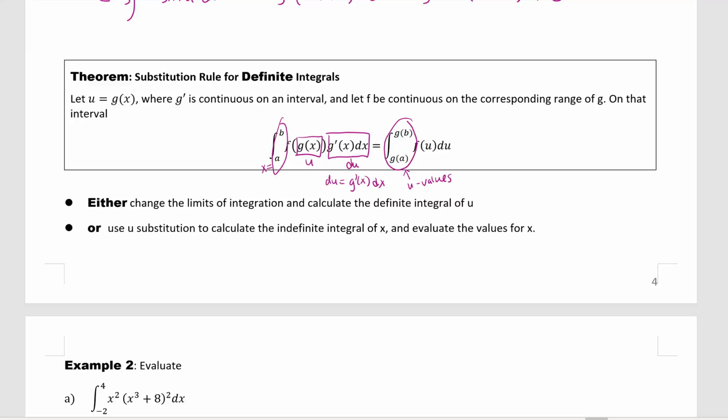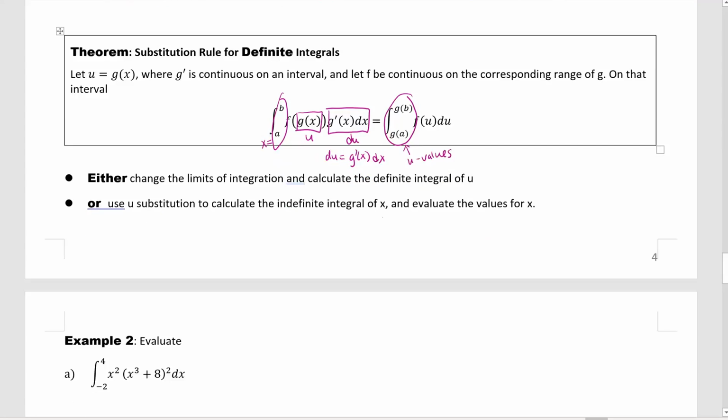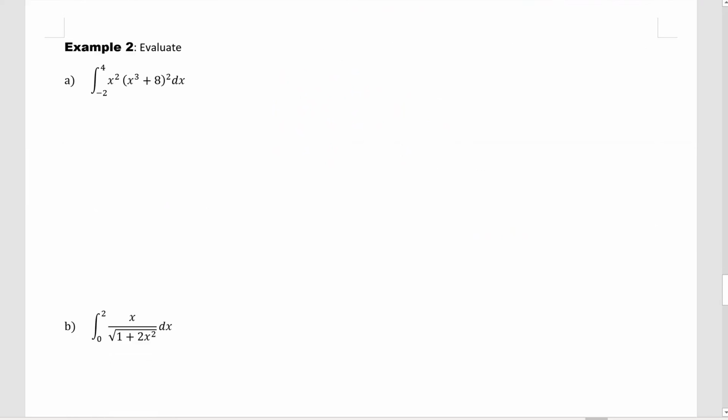And what you can do is either change the limits of integration and calculate the definite integral in u, or you can use u-substitution to calculate the indefinite integral in x and evaluate at the x values. So just make sure you either plug in the u values for u or you plug in the x values for x. I will do both so that you can compare, then you can pick one of them to work on. All right, first of all, let's look at this problem.